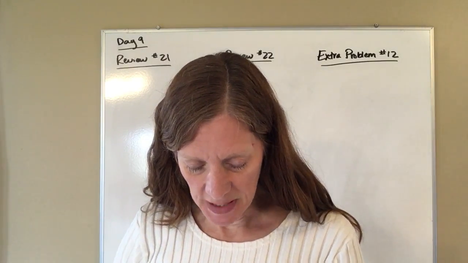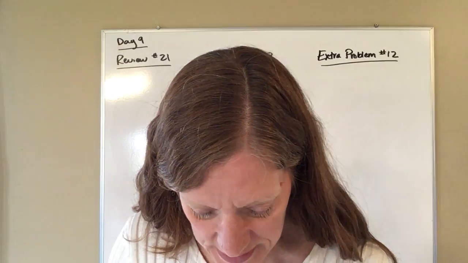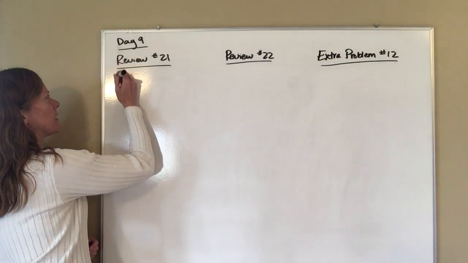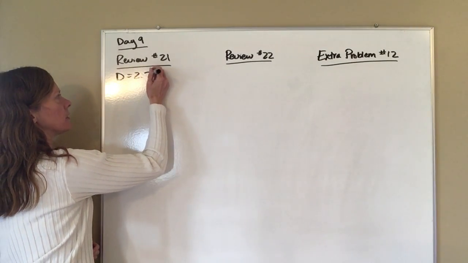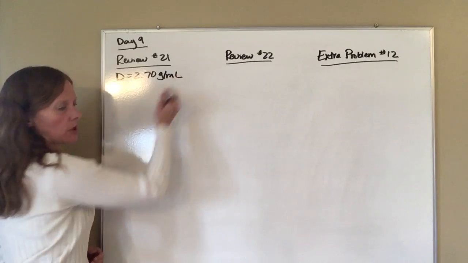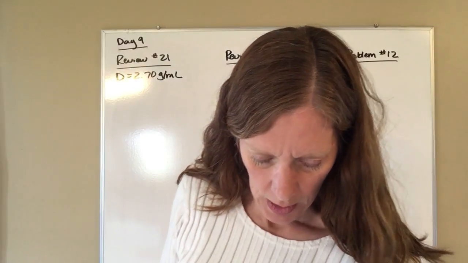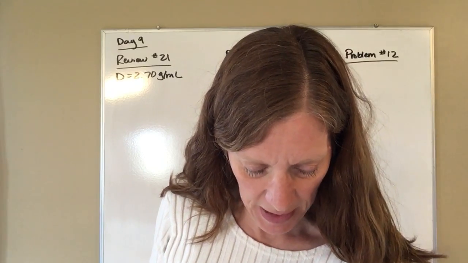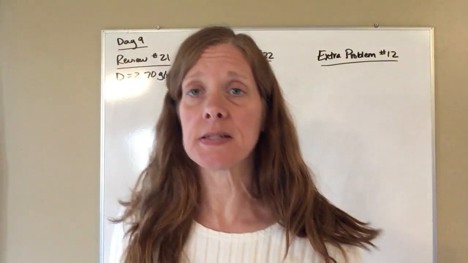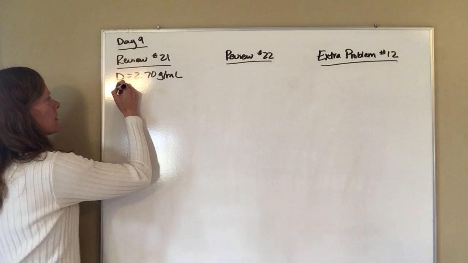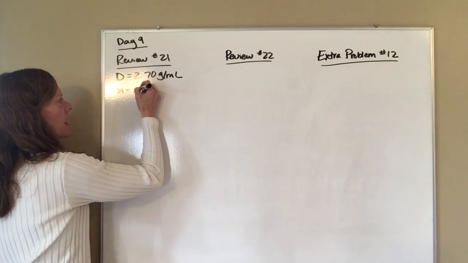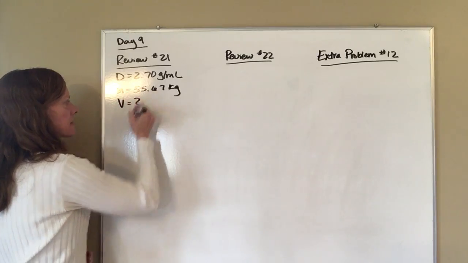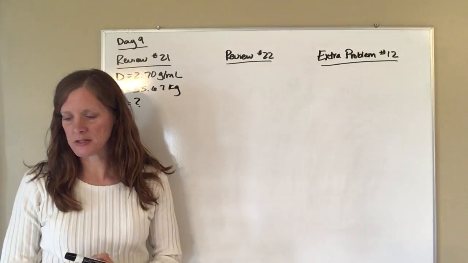It says aluminum has a density of 2.70 grams per milliliter. So we'll write that up here: 2.70 grams per milliliter. What is the volume of an aluminum block that has a mass of 55.67 kilograms? Mass equals 55.67 kilograms, and they're asking me what the volume is.